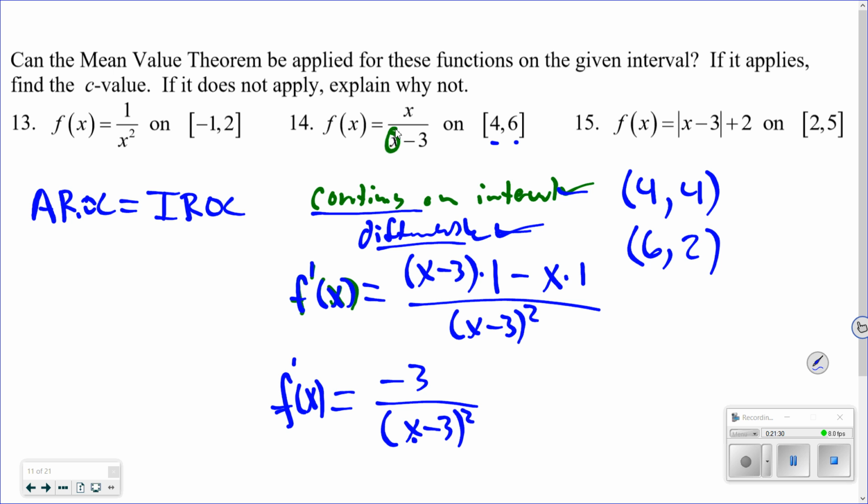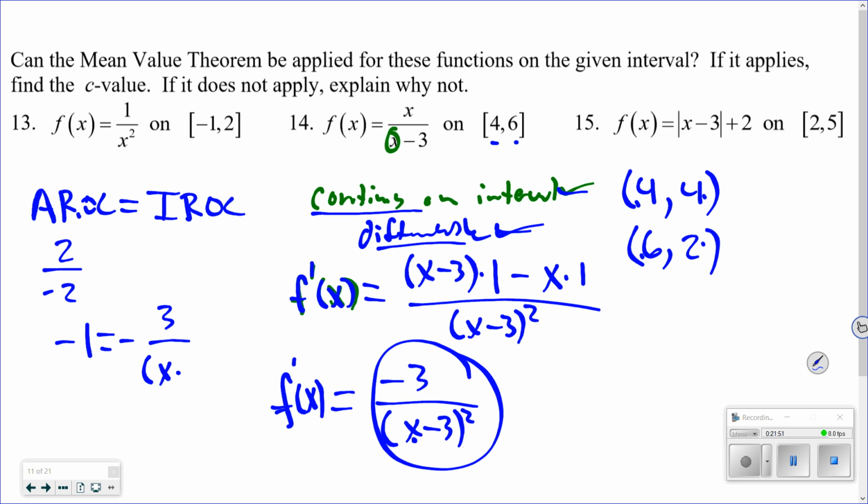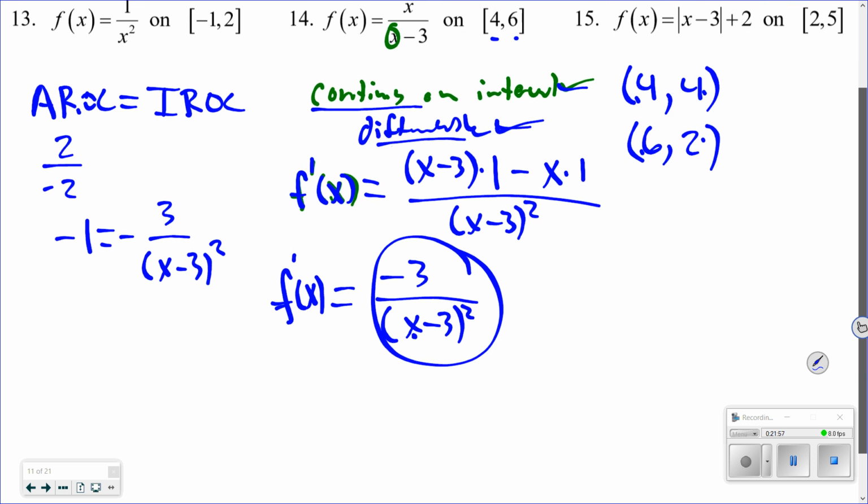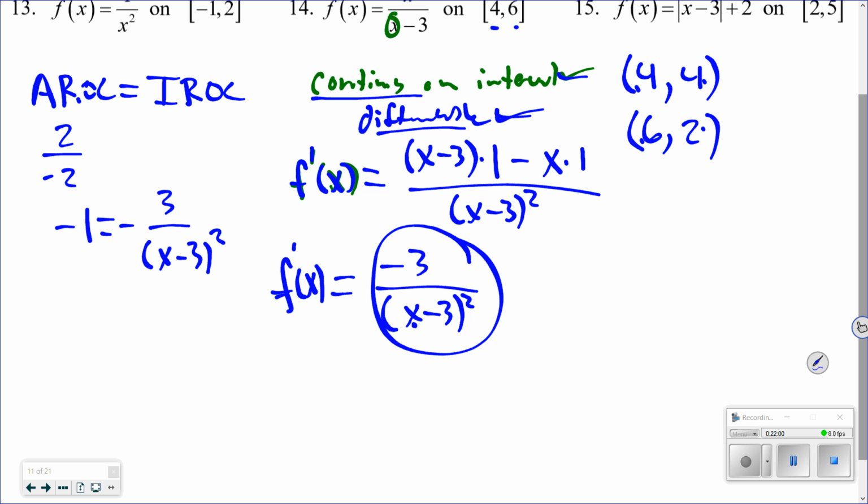So find the average rate of change. We go y minus y, 4 minus 2, which is 2, over 4 minus 6, which is negative 2. So the average rate of change comes out to be negative 1. We want to find out when that equals the instant rate of change. The instant rate of change is given by the derivative. So for what x values is the derivative equal to negative 1? If I can solve that equation, I have my c value. So let's go ahead and do that. I'm going to times the (x minus 3) squared over on the other side. So we end up with negative 1 times (x minus 3) squared equals 3.